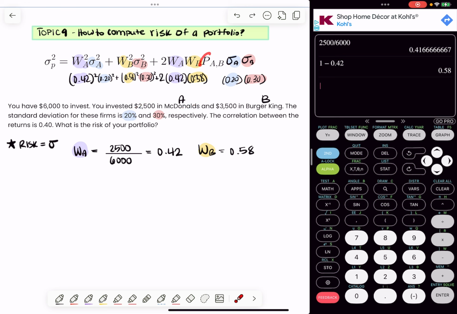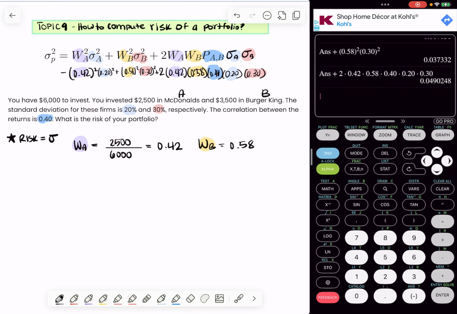Now finally, what is this? This is what we call the correlation of stocks A and B. They give you the correlation, it's 0.40. If we put that into the calculator, we get that our variance for our portfolio is equal to 0.0490. But remember, risk means standard deviation.